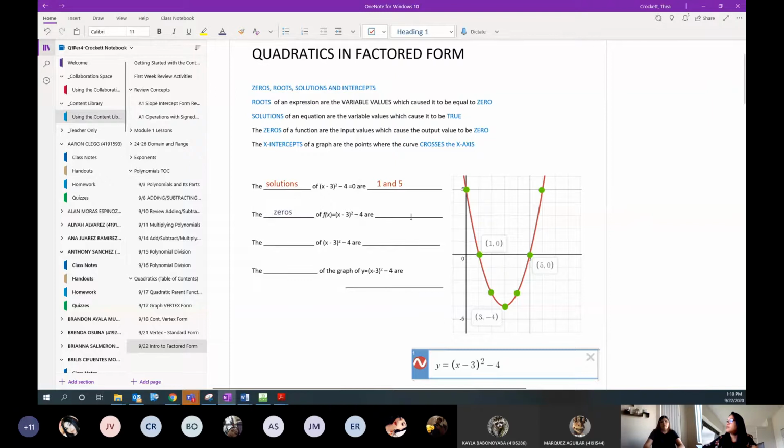And the same, it's just the same thing. So it has the same number. It's still 1 and 5.